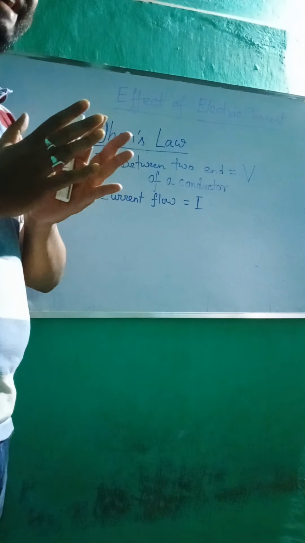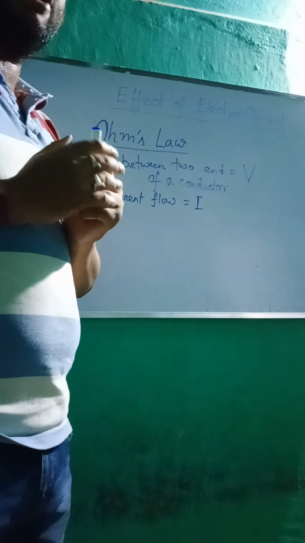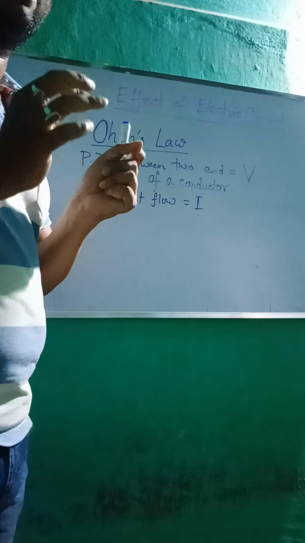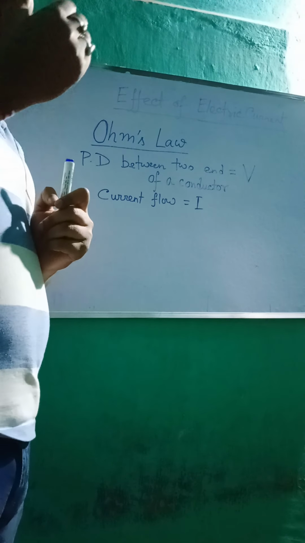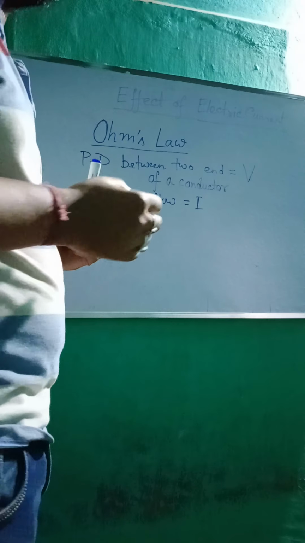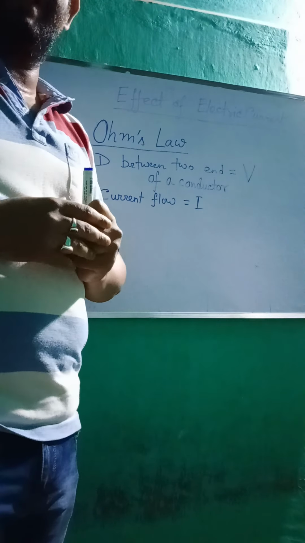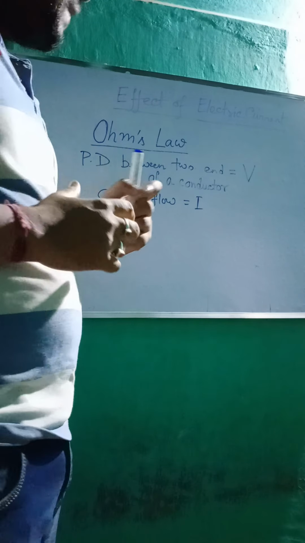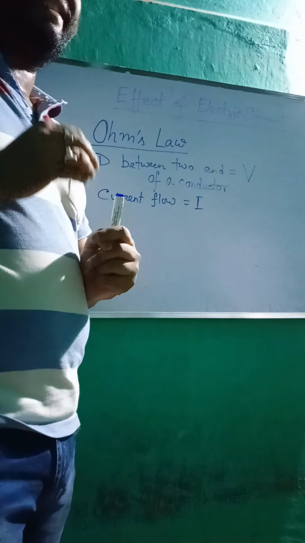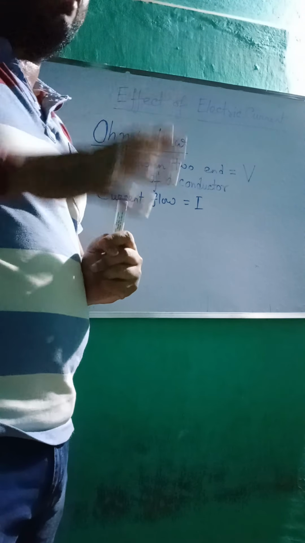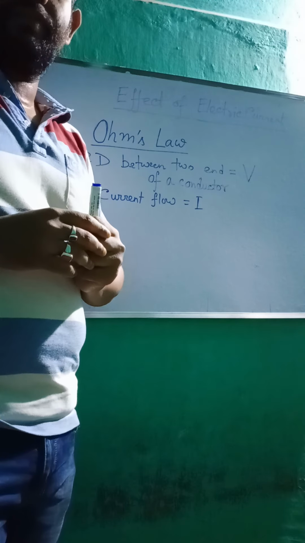That means we can say that if the potential difference between the two ends of the conductor is increased, then more current will flow. And if the potential difference between the two ends of the conductor is decreased, then the current flow will decrease. So what is the relation between I and V? Here I depends on V, current flow depends on the potential difference.